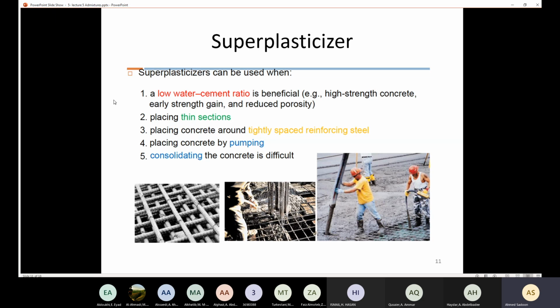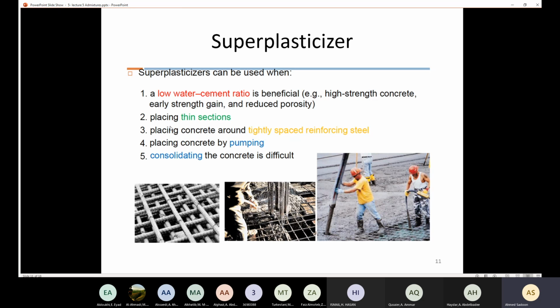Also, sometimes you have to place concrete in thin sections, which means that sometimes you are going to be in a situation where you have a large amount of steel close to each other, like a jungle of steel. So in these cases, it's difficult to place the concrete inside the job site. So if you use superplasticizer, the workability is going to be good. Then handling the concrete at the job site is going to be easy.